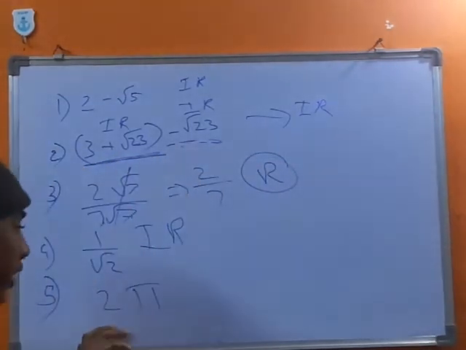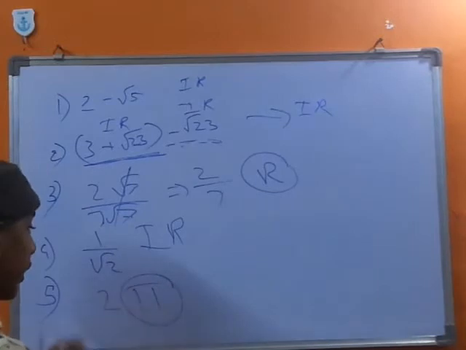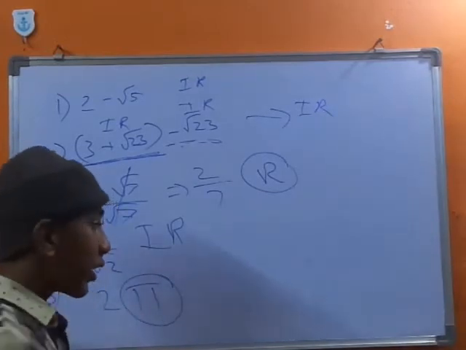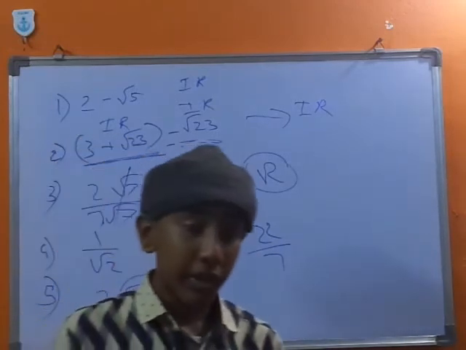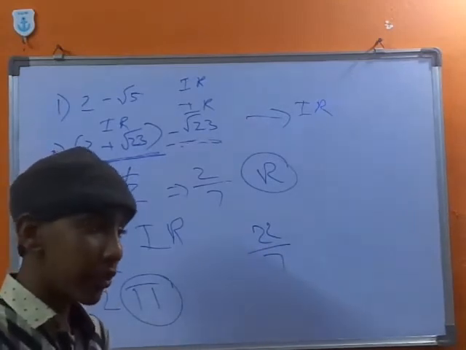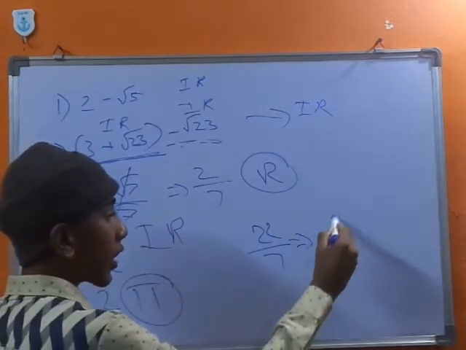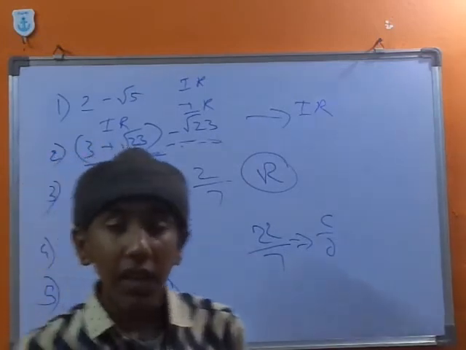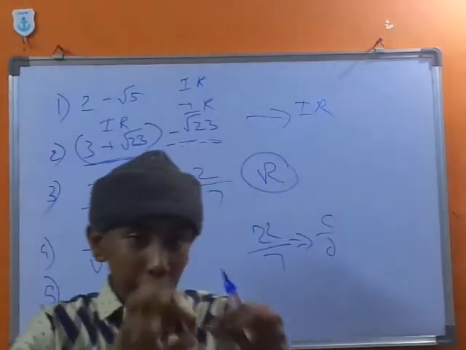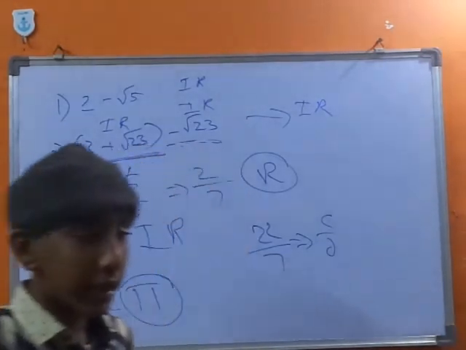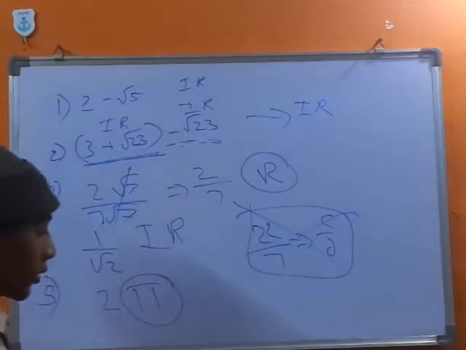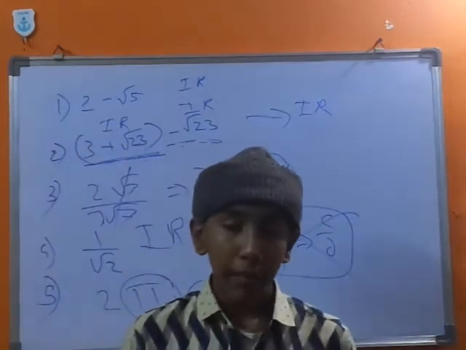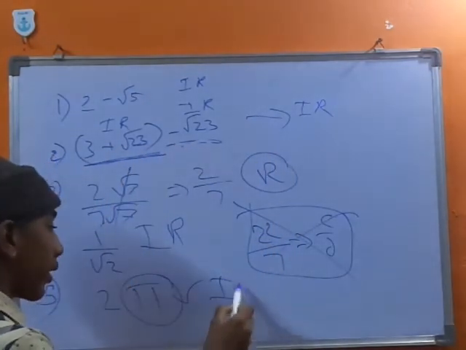Many of us say that it's irrational. No, it's irrational because pi is irrational. You might be wondering that the pi value is 22/7, which is rational. But I have already told in the previous video that 22/7 is an approximate value because pi is denoted as circumference by diameter, whereas the circumference is an approximate value because we measure it with a thread or something. It doesn't give the exact value. So pi is irrational, so 2 times pi is an irrational number.